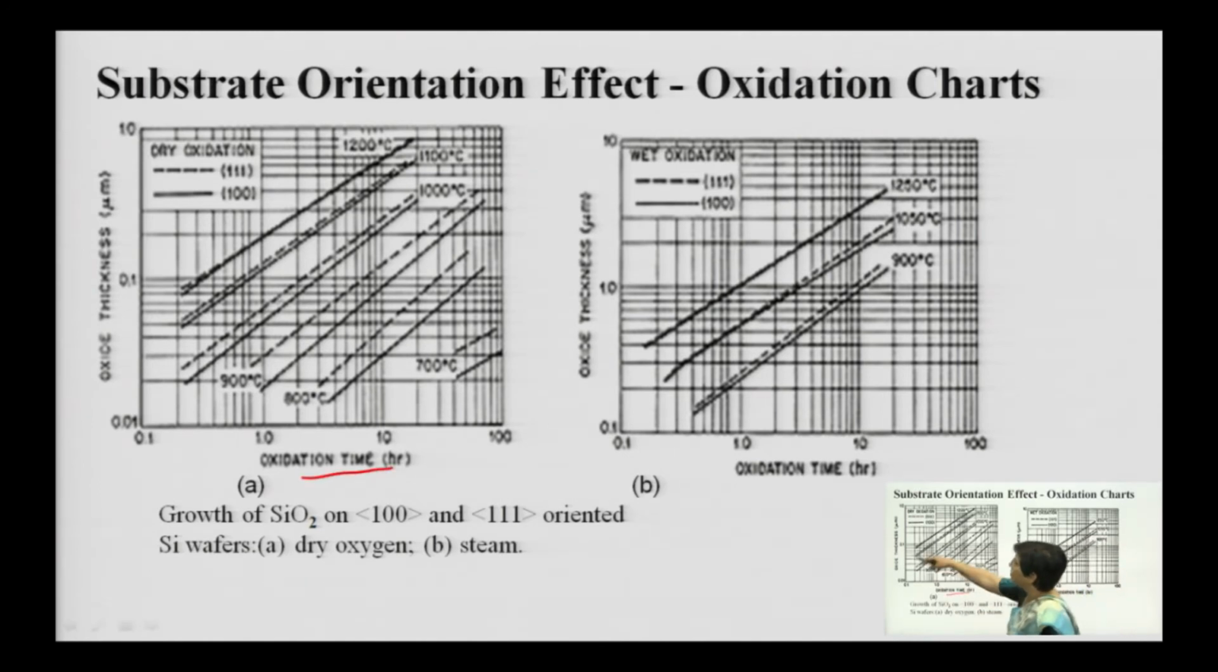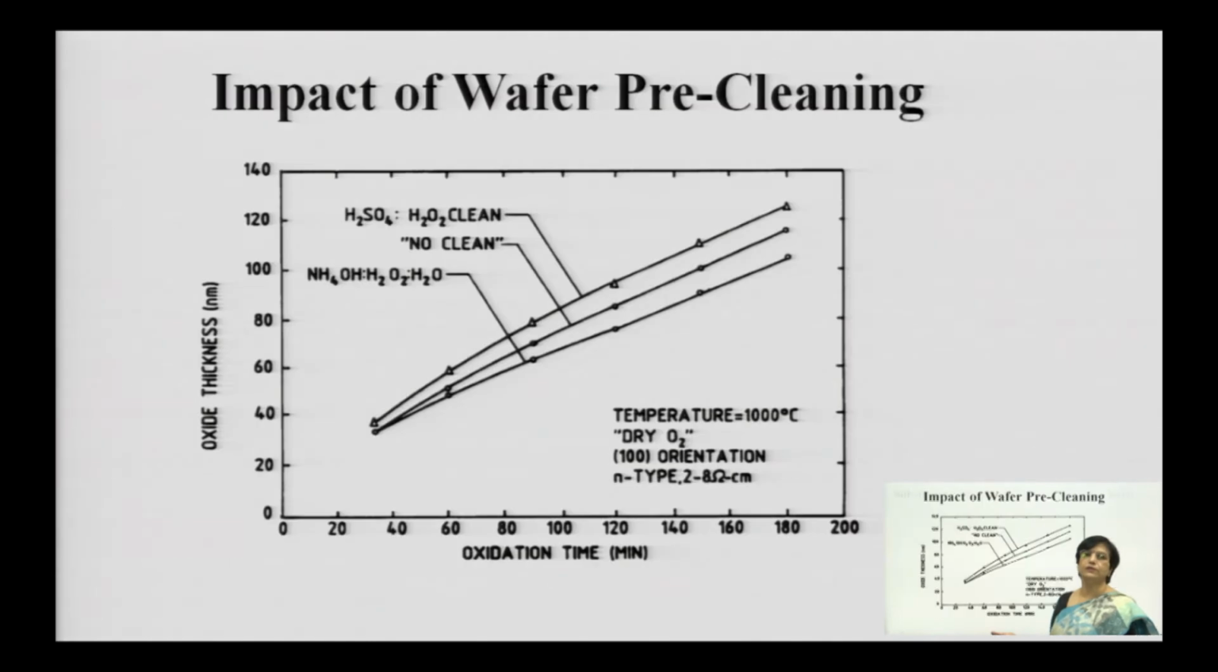Here also you have dry oxidation. It was applicable for dry oxidation as well as for wet oxidation, and in both cases, 100 as well as 111, you have the wafers studied for different temperatures. This is for 700, this is for 800, this is for 900. As the temperature increases, the rate of oxidation drastically increases.